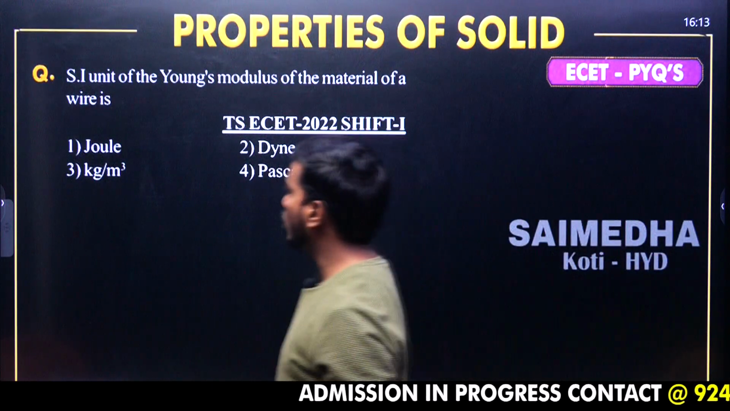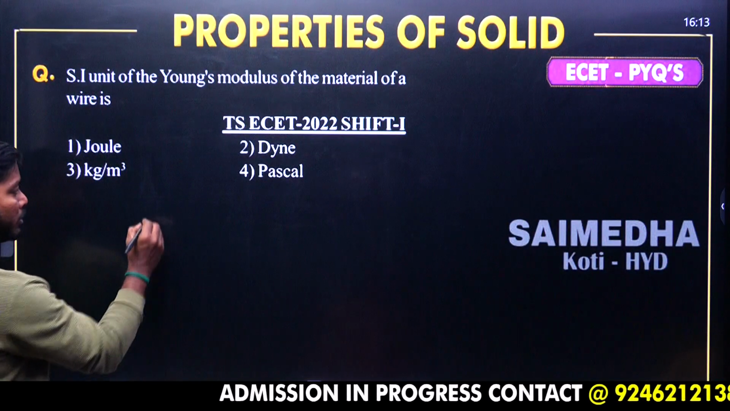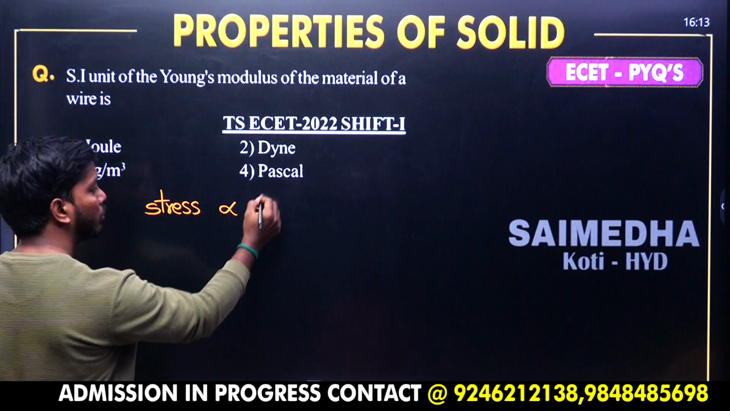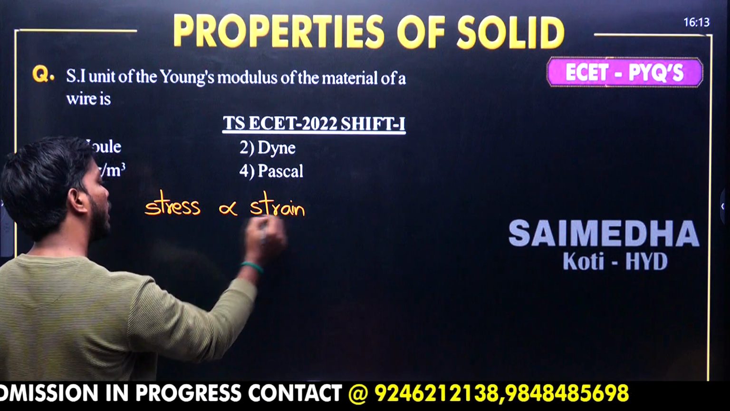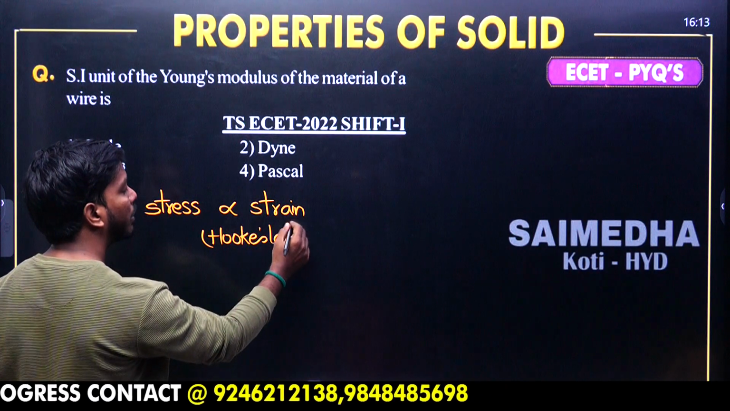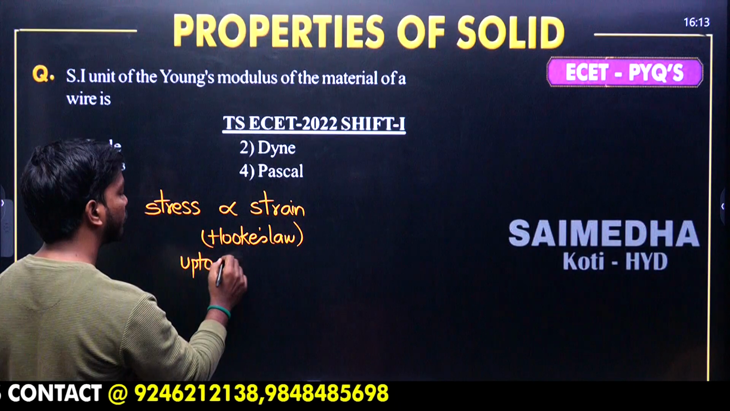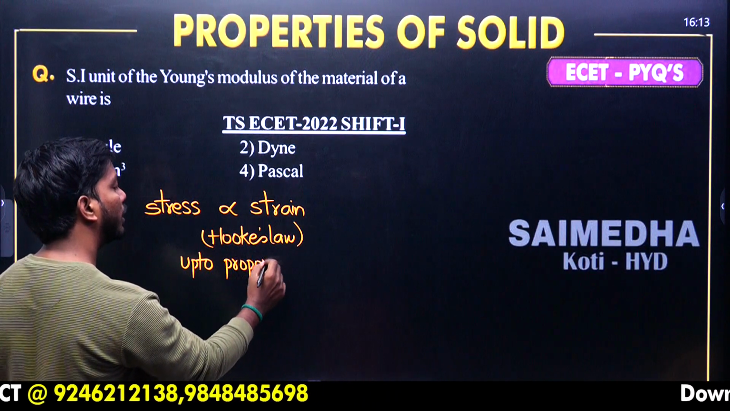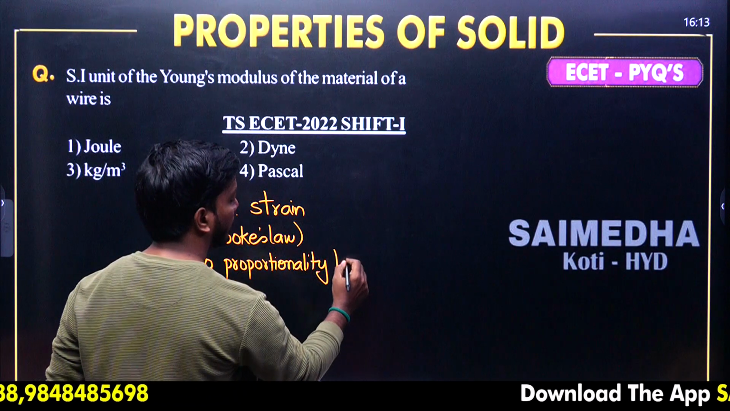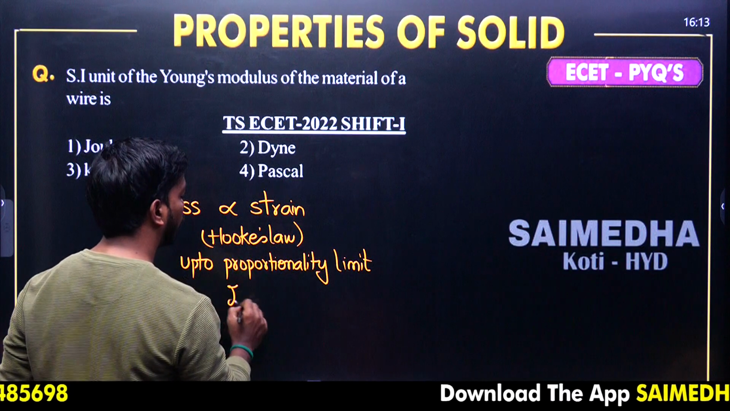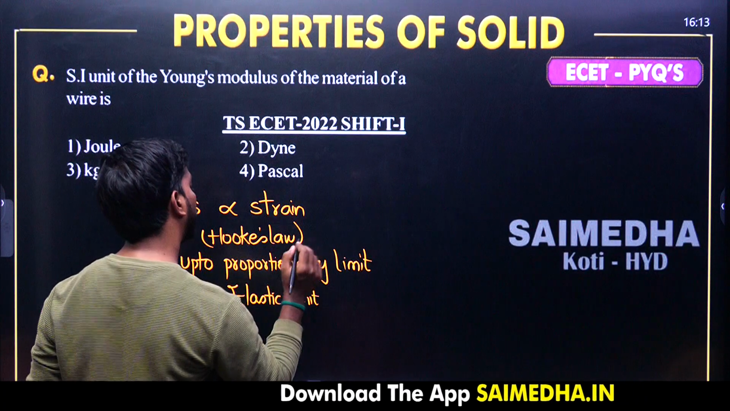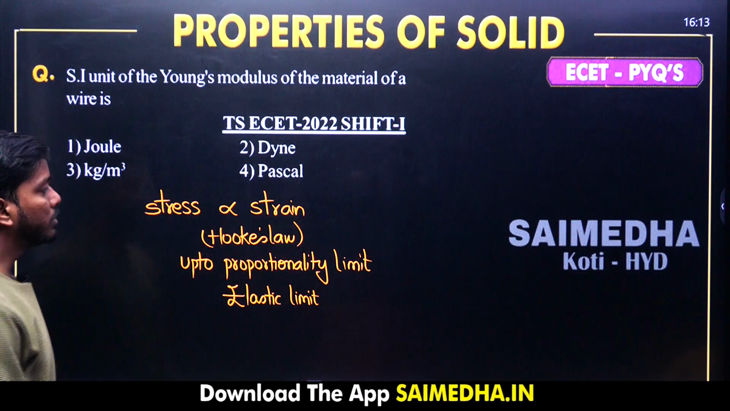SI unit of Young's modulus. So what is the meaning of Young's modulus? We discussed about stress. Stress is directly proportional to strain. It was given by a law called as Hooke's law, which is going to be valid up to proportionality limit. This is the law. If proportionality limit is not there in the option, then we can go for elastic limit. But the correct and faster preference we need to give for the proportionality limit only. Okay. Stress is directly proportional to strain.